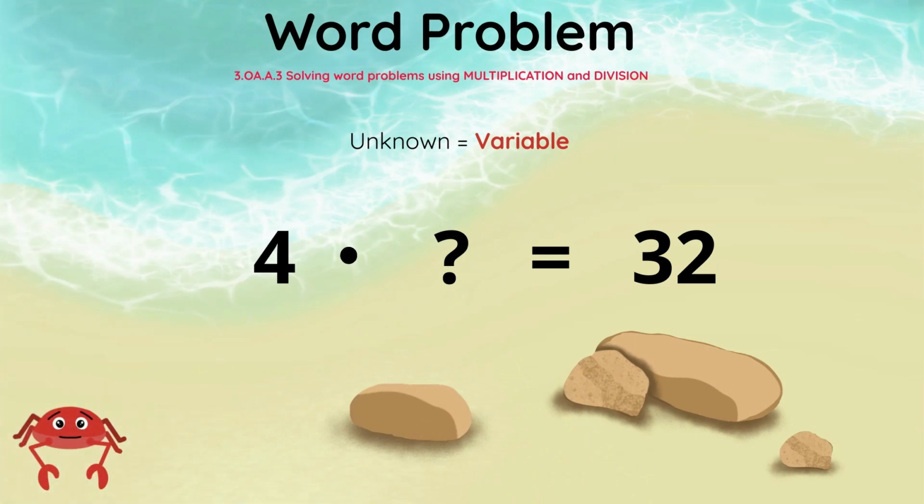A variable is used to represent a missing part. Common variables used are an X or a box. In this video, I will use a shell to represent the unknown variable.